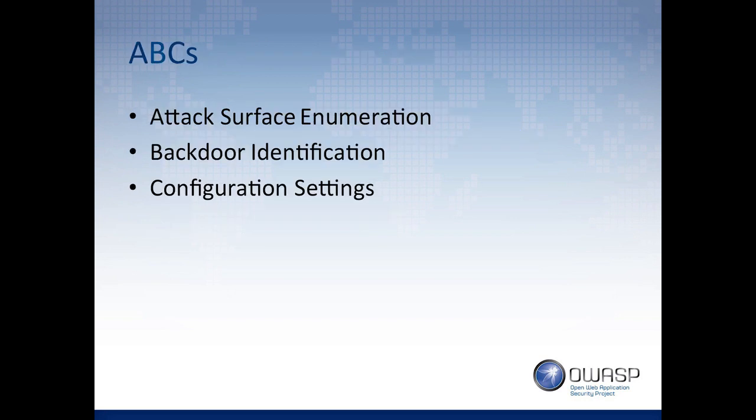So first we want to look at, and because every talk needs a clever name, I found an acronym, ABC, and managed to stuff what we were going to talk about into those boxes. So that's why this is named as it is here. We're going to look at attack surface enumeration, backdoor identification, and configuration setting checking.